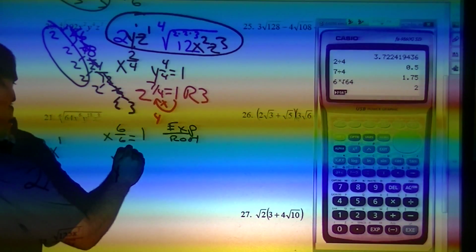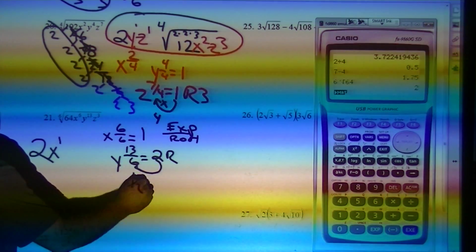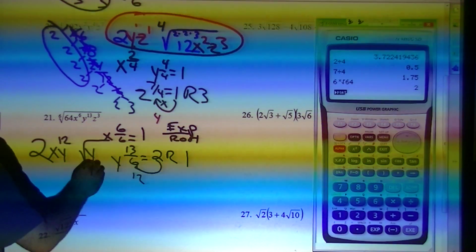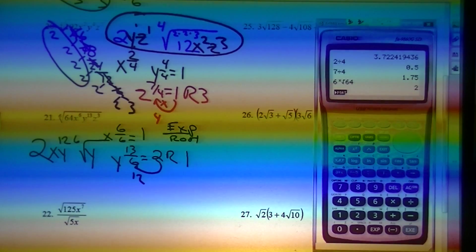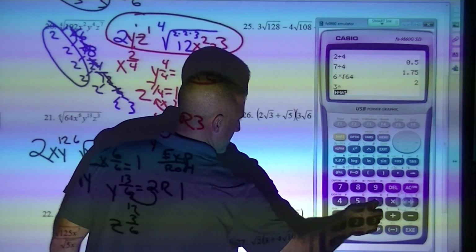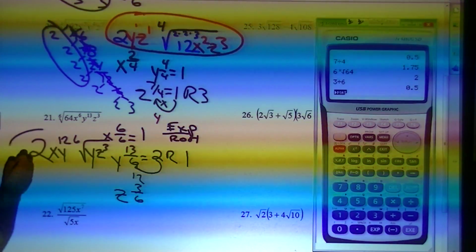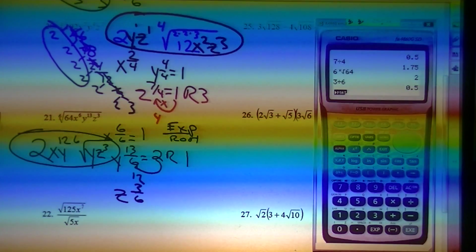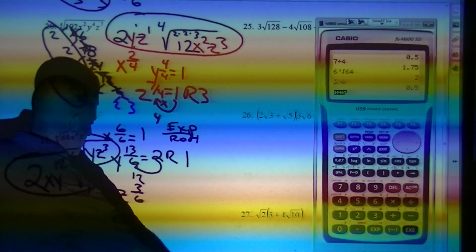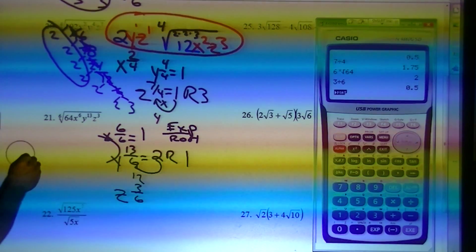Then y to the 13th, divided by 6, would be 2 with a remainder of 1. So I got y squared on the outside, and on the inside I would have y. Then z to the 3rd. 3 divided by 6 is going to produce less than 1, so that means z cubed is going to stay all inside. So what I got is x to the first, y squared. That one is pretty messy. We're going to clear this up. All right, so I got 2.